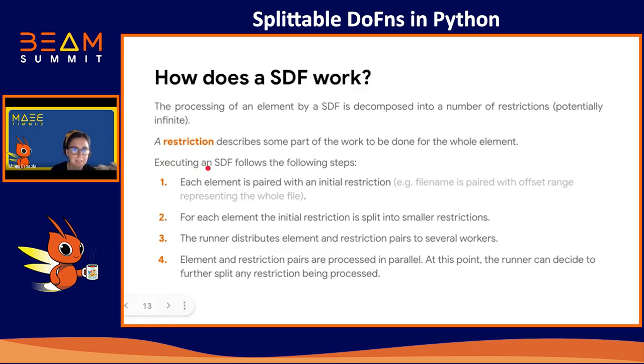You are going to take each element and pair it with what we call an initial restriction. You will very easily understand what the initial restriction is with an example. Imagine that we are going to process a file and we have the file name, and the initial restriction is going to be an offset range that represents the whole file, with the start being zero and the end being the actual file size in bytes. So that's our initial restriction. For each element, this initial restriction is going to be split into smaller restrictions. I could decide, for instance, to split my file in ranges of 64K or 64 megs. I decide an initial split.